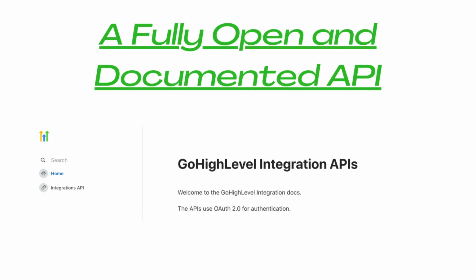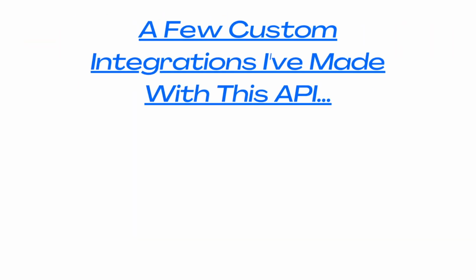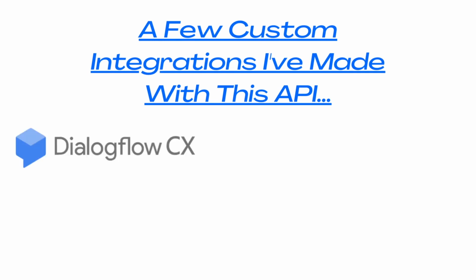So this means that if there's an integration that you want that doesn't exist, or it's not planned yet, you don't really have to wait for them. You can use their OAuth 2 API to create your own app and have it solve whatever problem you need without having to wait on the GoHighLevel dev team. So just a few of the custom integrations that I've been able to make with this API.